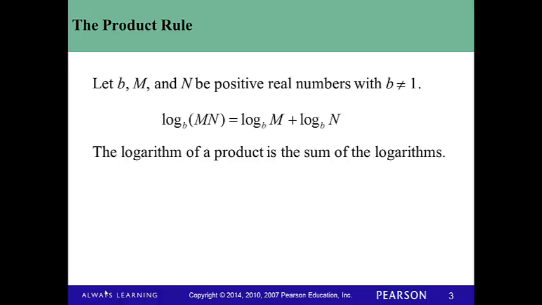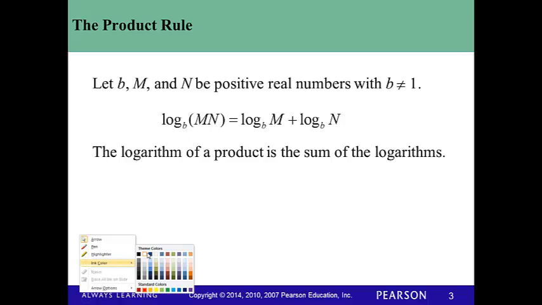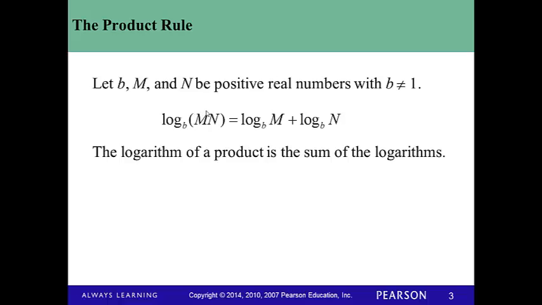So let B, M, and N be positive real numbers, where B is not equal to 1. And we have the following property. So you have the log base B of M times N. So inside your argument, you have a product. The rule is that you take it from one log into two logs, and they have to have the same base. So now you have log base B of M plus log base B of N. So the product goes into two logs, and now you are adding.